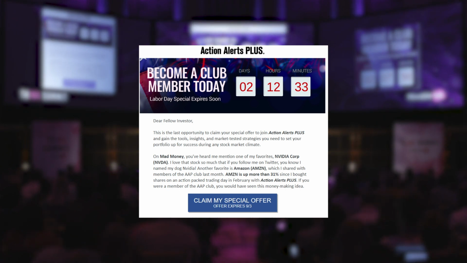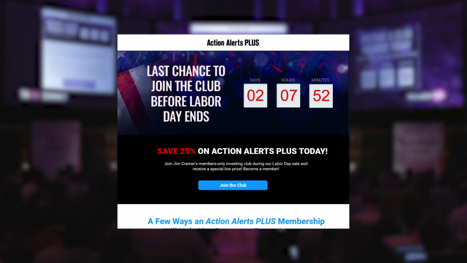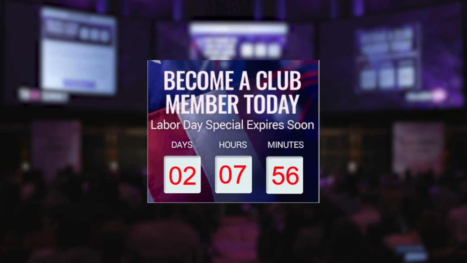First off, the image on the right is a screenshot of our email. So you can see our countdown clock running up there. Behind me is the image of our landing page with the same countdown clock running. And then we had our countdown clock running on the left through display advertising.